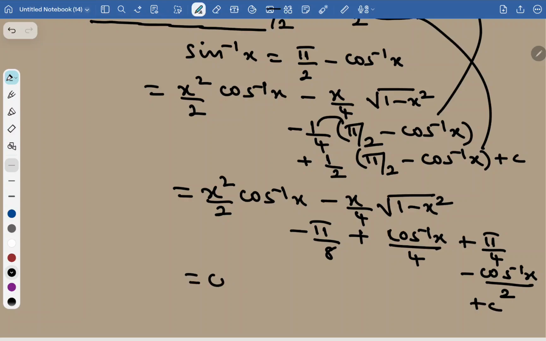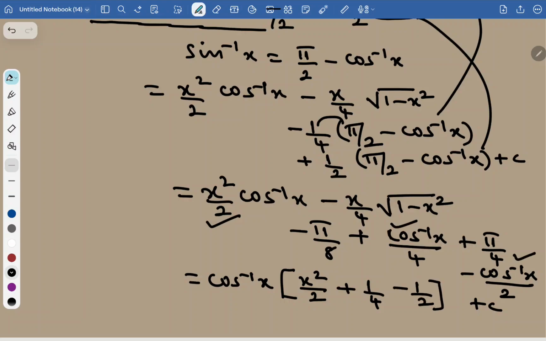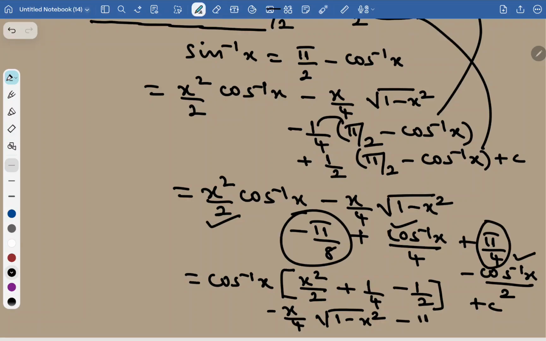I am taking cos inverse of x outside. First term x square by 2 plus 1 by 4. Last one minus 1 by 2. Remaining term minus x by 4 root of 1 minus x square, here minus pi by 8, here plus pi by 4, minus pi by 8 plus pi by 4 plus c.